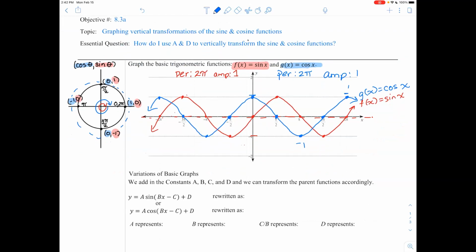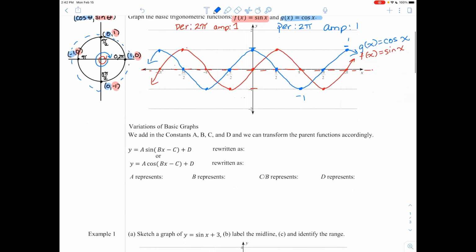So those are the two functions that we're going to work on transforming all week. We're not going to transform tangent, cotangent, secant, cosecant. We're just going to work on these. We are going to do some variations on the basic graphs, and I'm going to define them all today, but we're going to focus on A and D today.